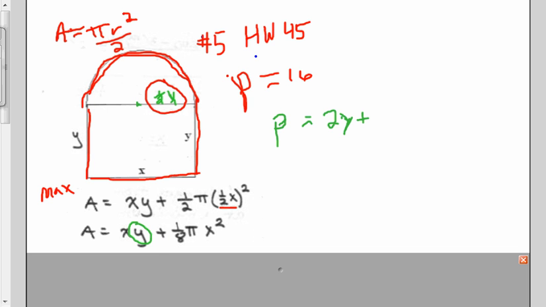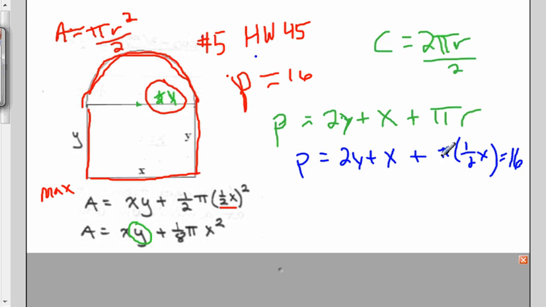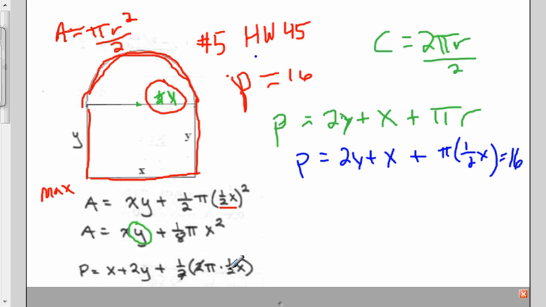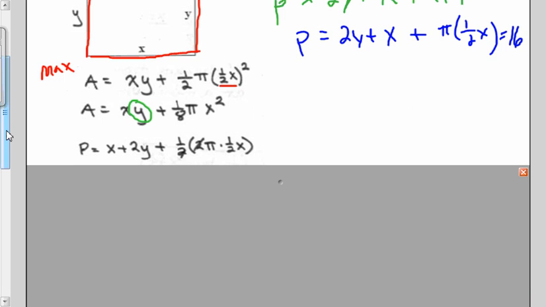So let's set up the perimeter. Perimeter is y plus x plus the circumference of a circle, which we know is 2 pi r. But in this case, it's going to be half of that, so it's going to be just pi times r. And I know that the radius is 1/2 x. And I know this whole perimeter is going to be 16. Okay, so let's start following along. So this was the 2 pi r, but it was a semicircle, so it was half of that. So we cut that in half. And there's our 1/2 x for the radius.